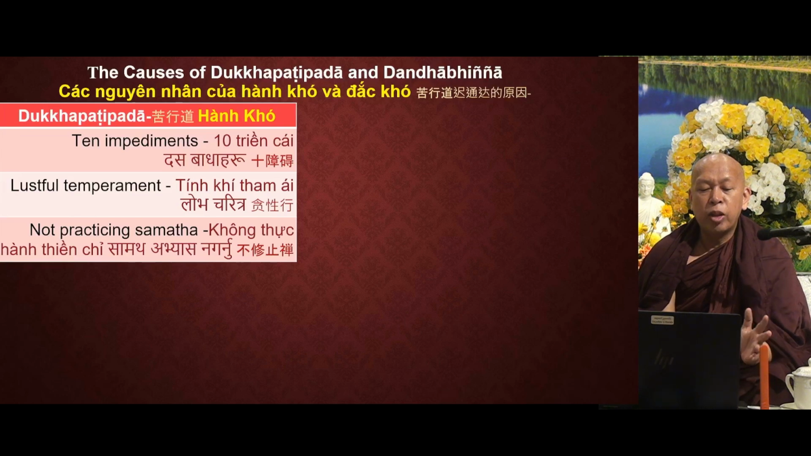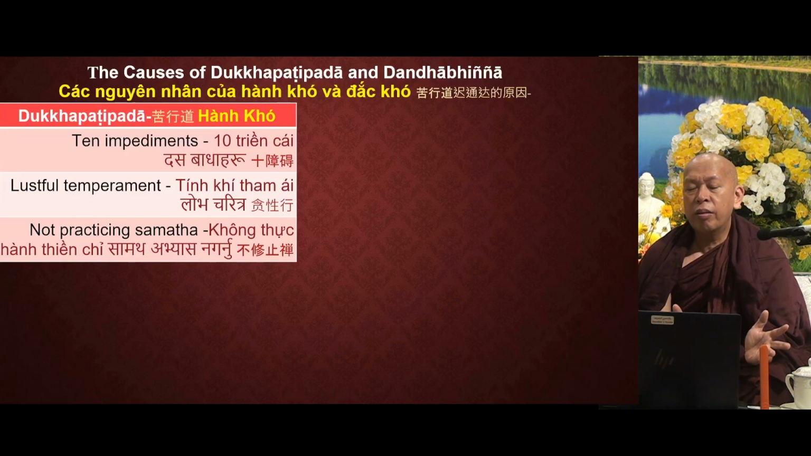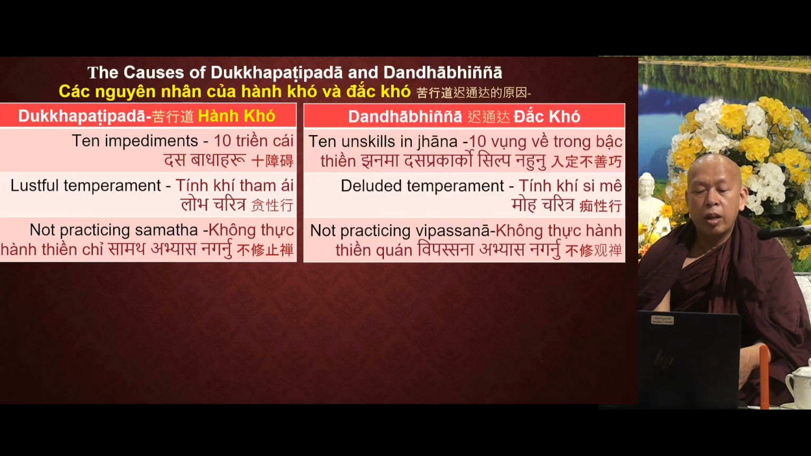Another thing is not practicing samatha. If we don't practice samatha properly, we may have a lot of difficulty for improvement. This is the main thing we have to understand for dukkha paripada. There are many other parts we have to explain for dukkha paripada, but here we will go to danda vinya first.